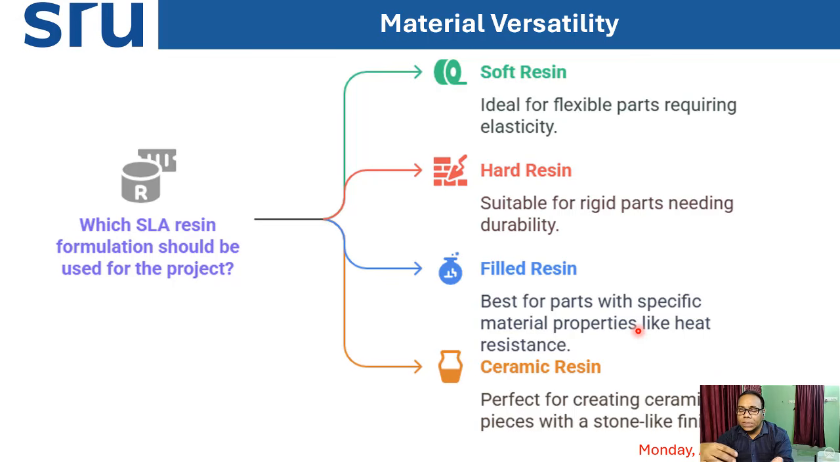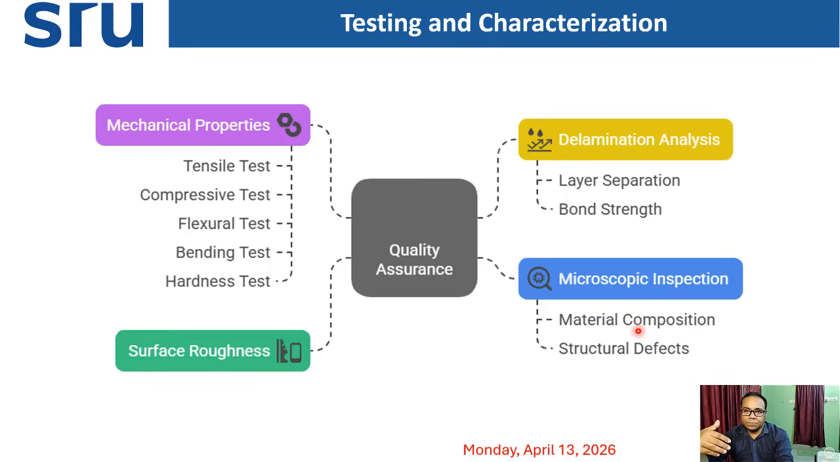Similarly, what are the other properties of this material? Soft resin will be there. Similarly, hard resin will be there. Similarly, filled resin will be there. Sometimes we can see that in the resin itself, some nano material or other foreign material is filled, so that some specific properties of the printed part can be achieved. Or sometimes ceramic material is mixed in the liquid resin itself, so that we can get better mechanical properties.